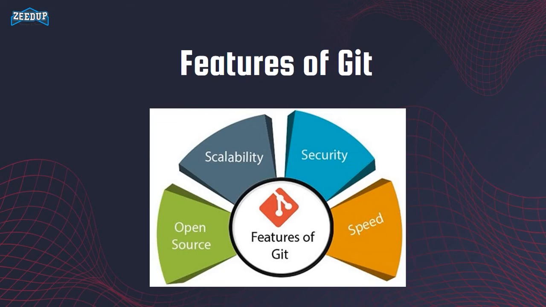Speed. Git is very fast. It can do all the operations in just a second. So if you are planning to do some complex things with Git, or you want to store huge files, you do not need to worry, because speed is one of Git's greatest strengths.